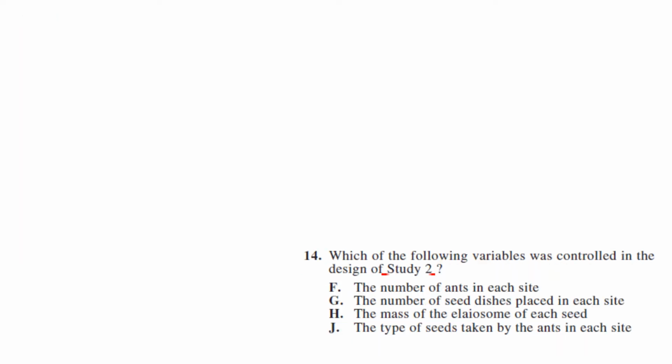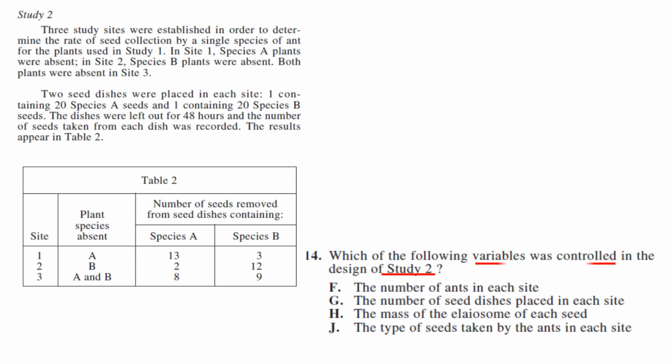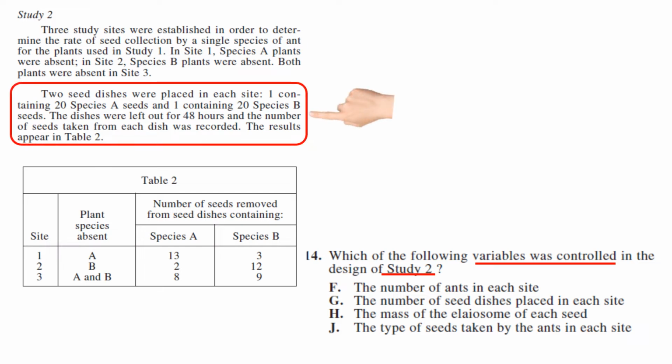Number 14, we're using study 2, and it says which of the following variables was controlled in the design. So we see they placed 20 seeds of each species, so the number of seed dishes placed at each site, G.